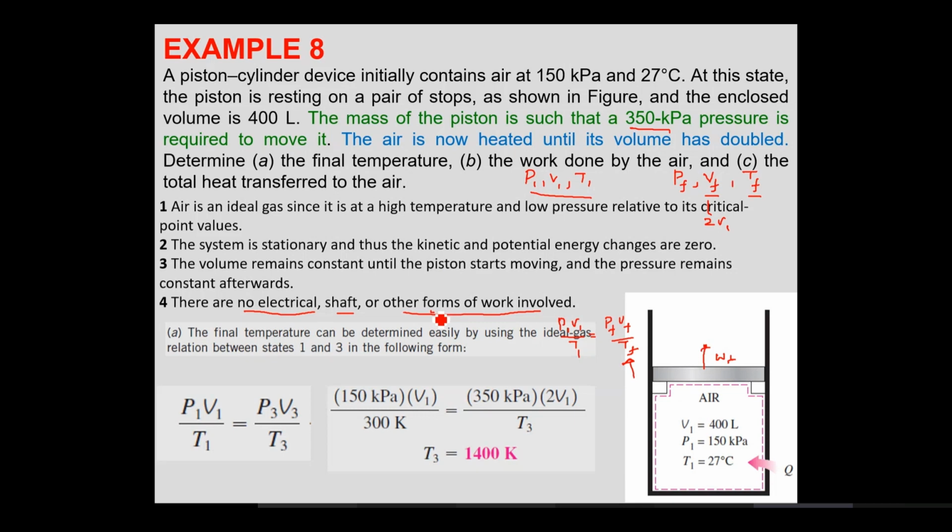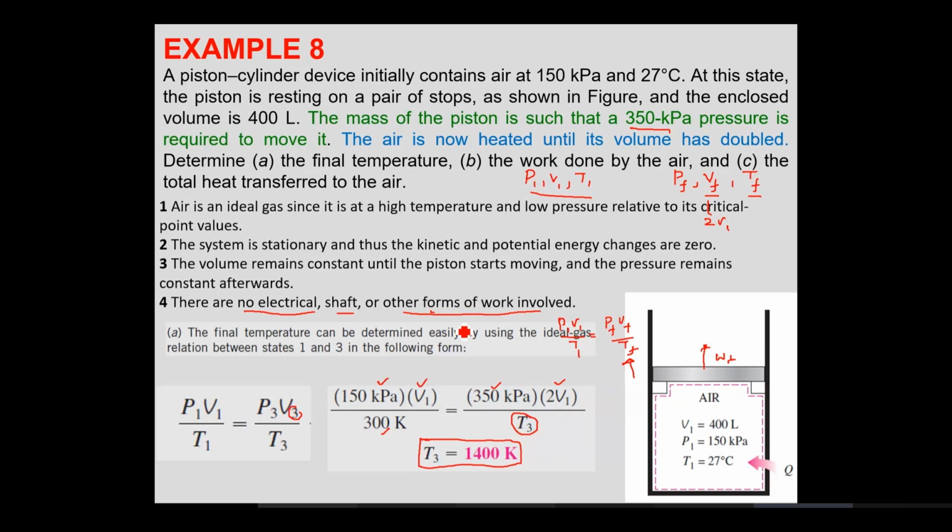The initial volume is known to you, the initial temperature is known to you, the final pressure is known to you, the final volume is twice the initial volume, and T3, the final temperature, is not known to you. Why we have used this third state and not the second state, we'll come to in a minute, once we draw the PV diagram. T3 basically comes out to be 1400 Kelvin as a result of this process. Clear enough? So far, is it clear? Yes, sir. All right.